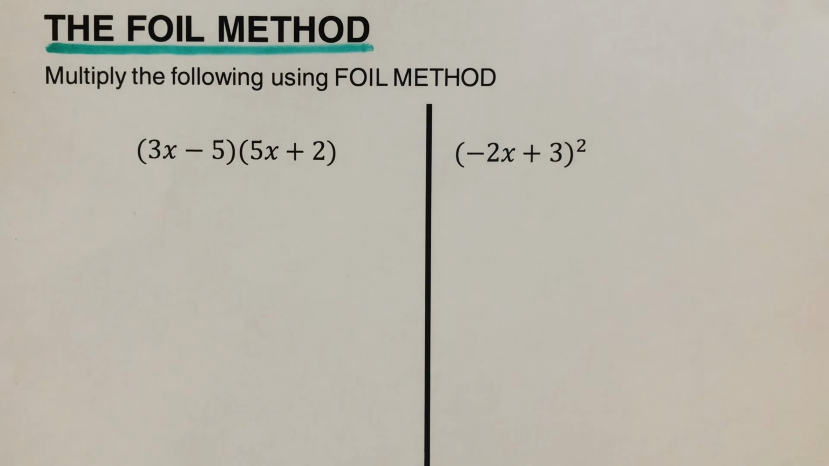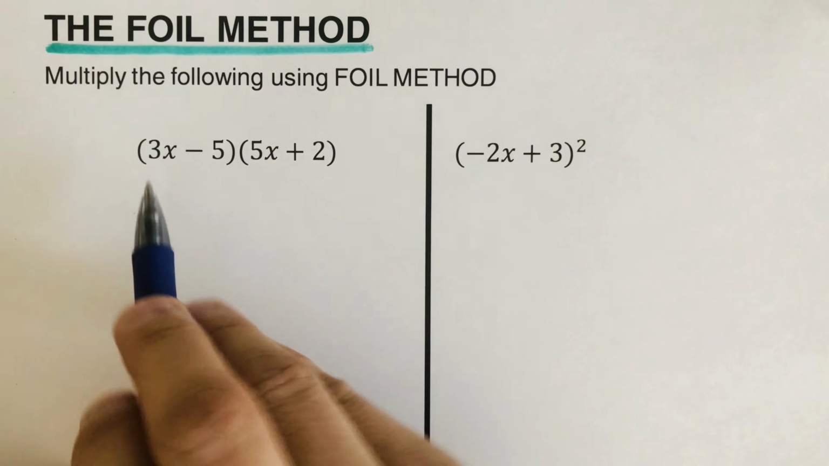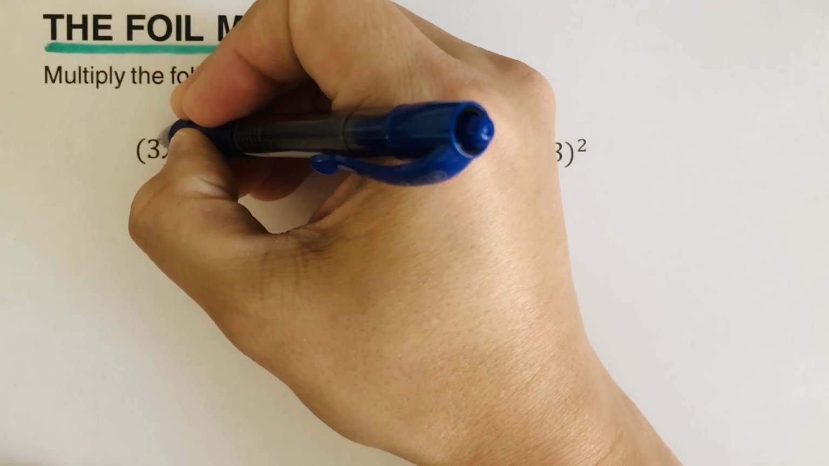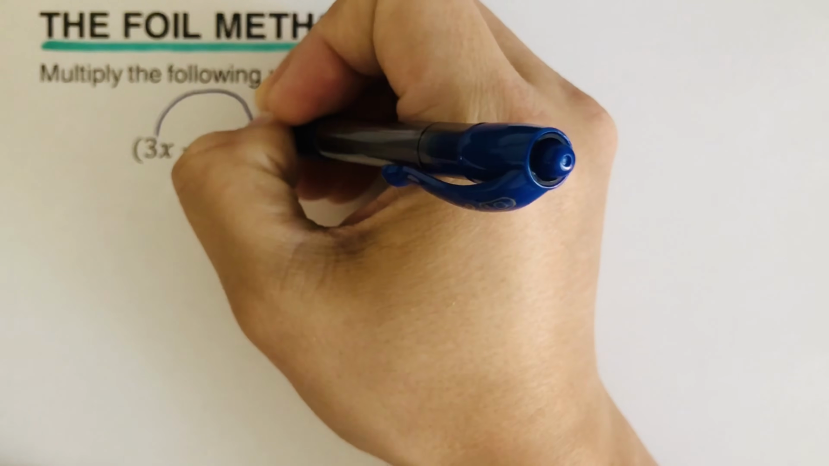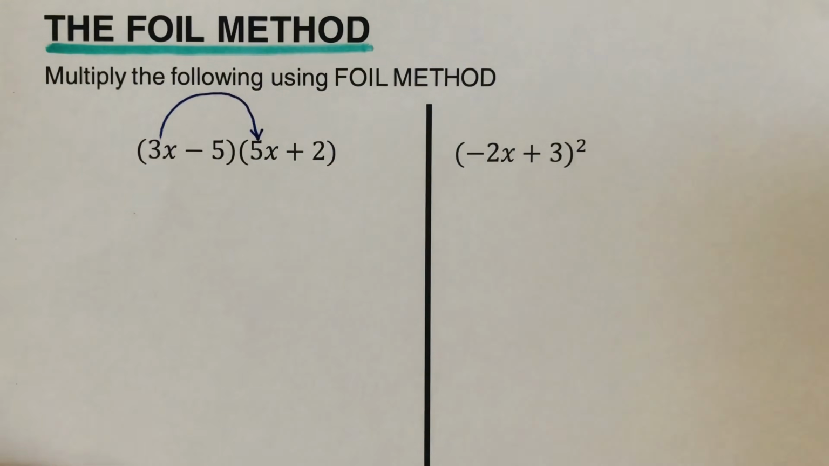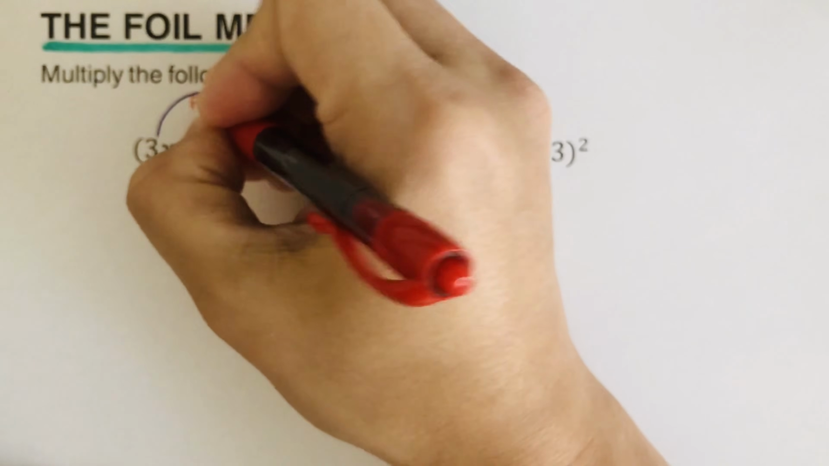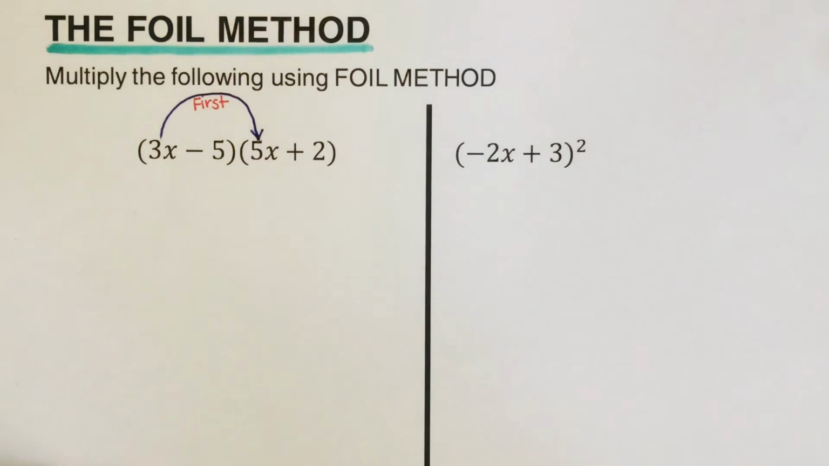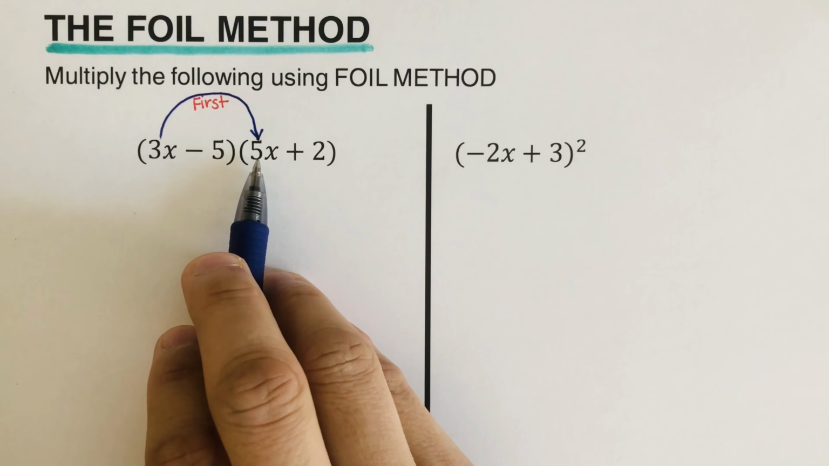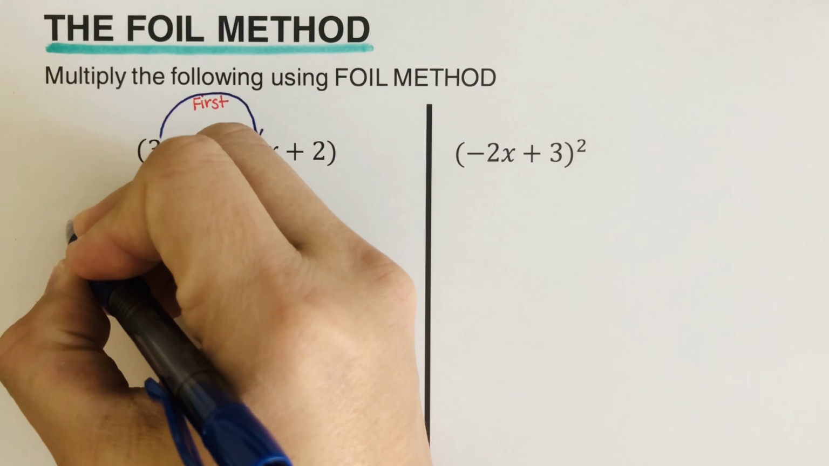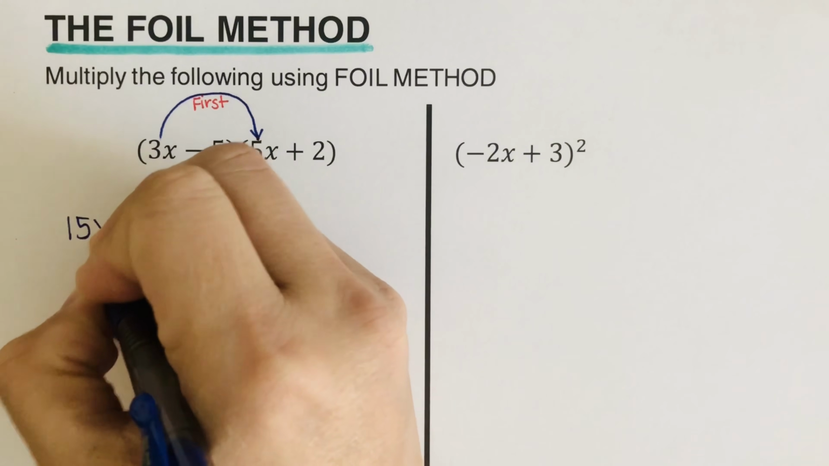So FOIL stands for first. In this example that we have here, the F stands for first. So we are going to multiply the first term of the first parentheses to the first term of the other group that we have here. That's why we have first here. So we multiply first and first. So that would be 3x times 5x, which would be 15x squared.